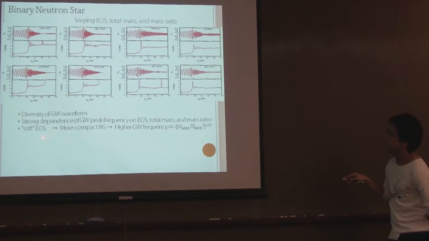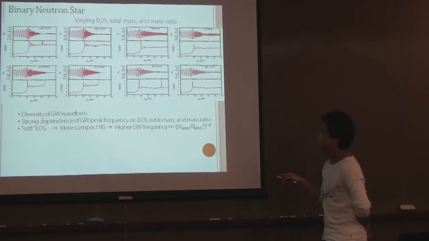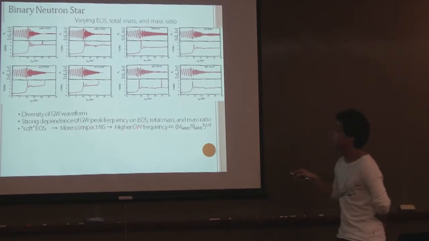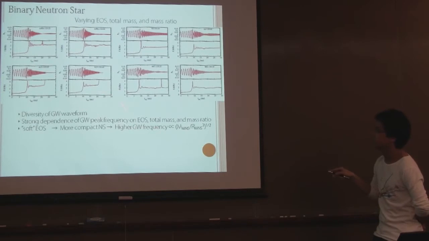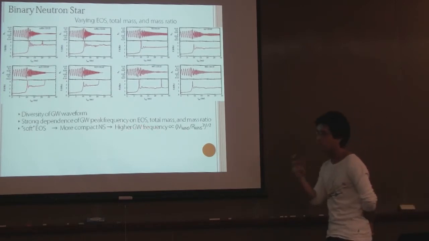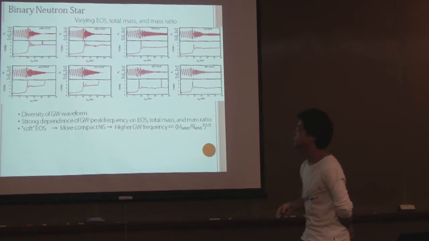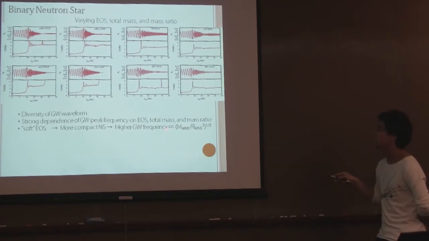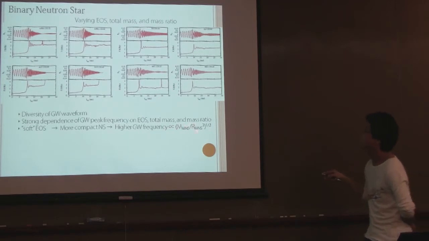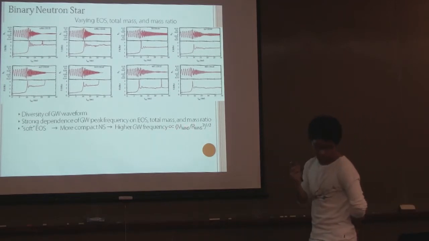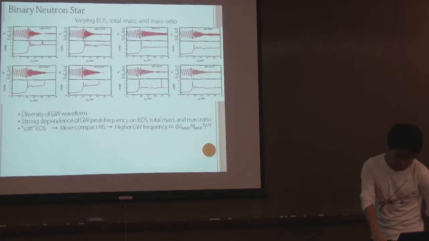And it is well known that the soft equation of state results in more compact neutron stars, which leads to higher gravitational wave frequencies, because the gravitational wave is emitted by the fundamental oscillations of the neutron stars, and the frequency of the fundamental mode is proportional to the inverse of the average dynamical time scale.